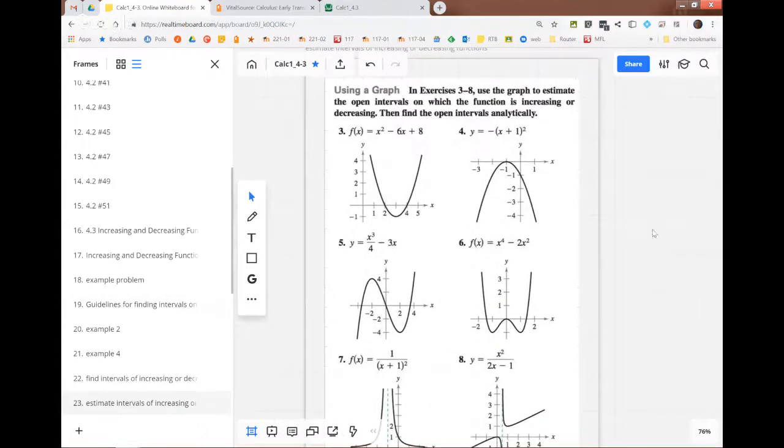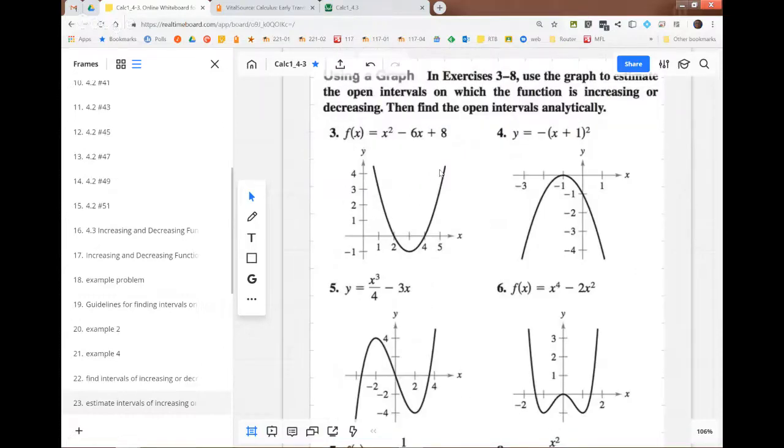On numbers 3 to 8, it says to use the graph to estimate where this thing is decreasing. You can see in number 3, it's decreasing from negative infinity up to 3, and it's increasing from 3 up to positive infinity. If I asked you to actually do it, how would you proceed? Instead of just eyeballing it, you would take the derivative, find the critical points, and then do the kind of thing we were just doing before. Let's do number 3 the long way.